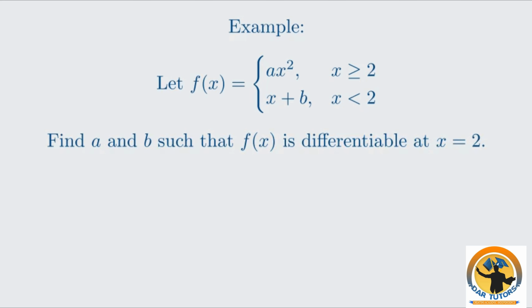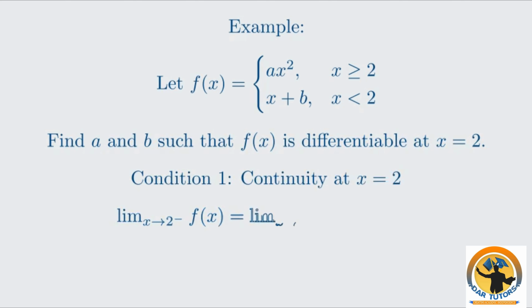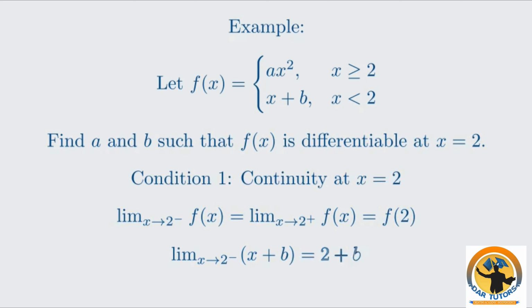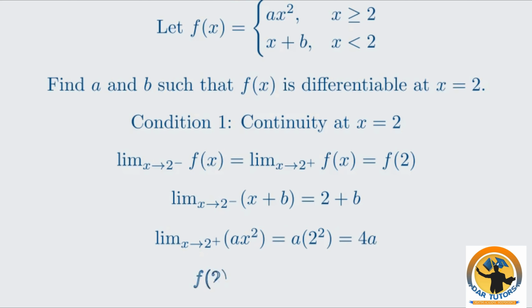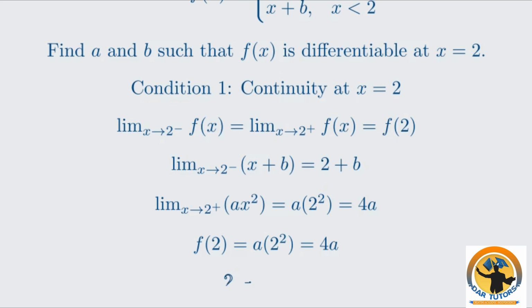First, continuity. For continuity at x equals 2, the left-hand limit, right-hand limit, and function value must be equal. The left-hand limit is the limit of x plus b, which is 2 plus b. The right-hand limit is the limit of ax squared, which is 4a. The function's value at 2 is also 4a. Setting these equal gives us our first equation. 2 plus b equals 4a.